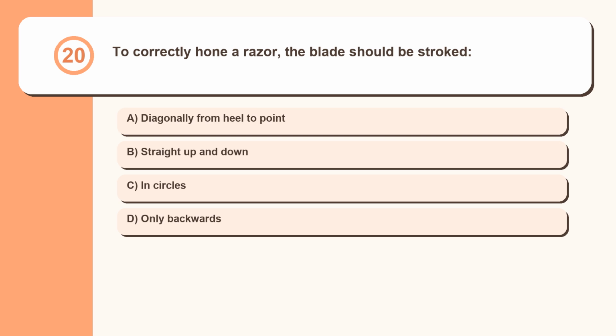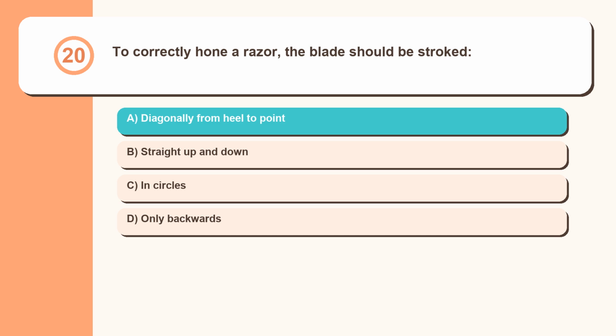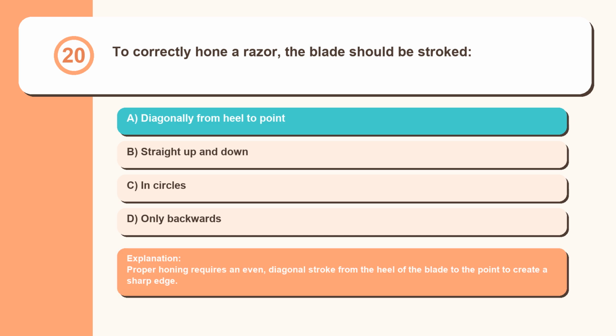Question 20. To correctly hone a razor, the blade should be stroked diagonally from heel to point, straight up and down, in circles, or only backwards. Proper honing requires an even, diagonal stroke from the heel of the blade to the point to create a sharp edge.